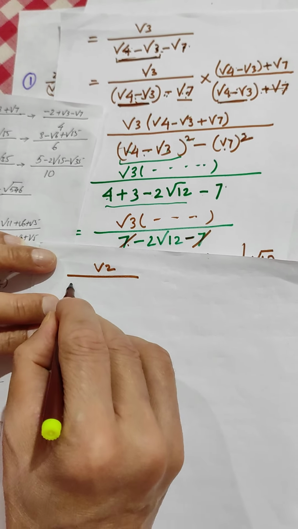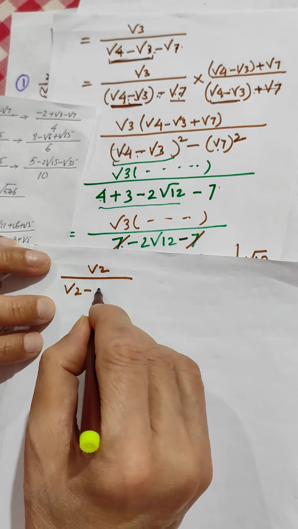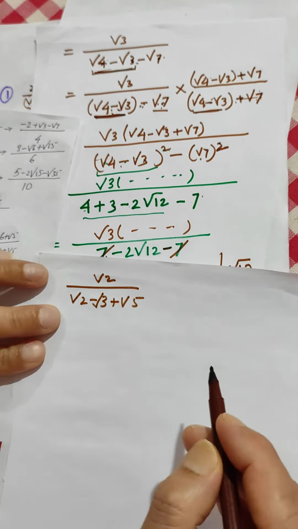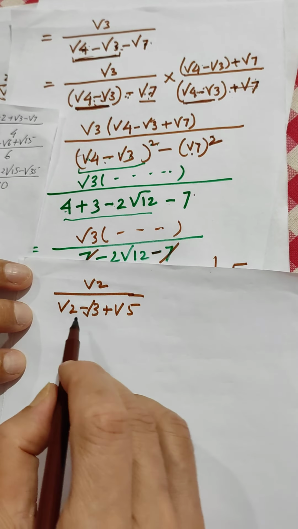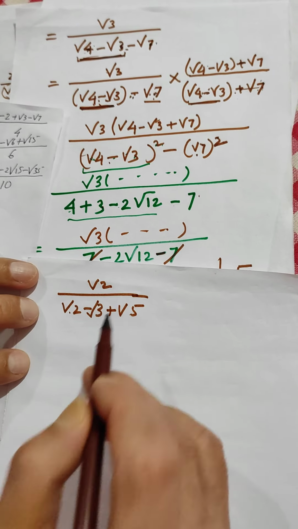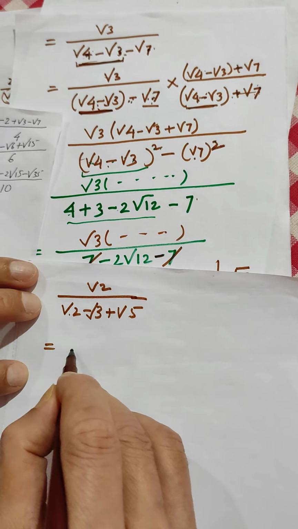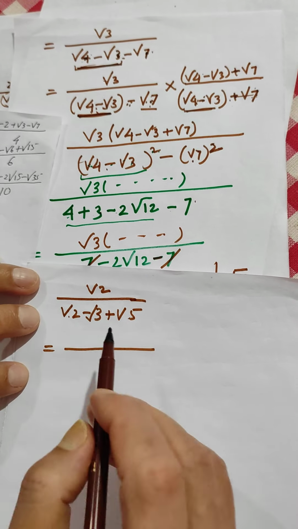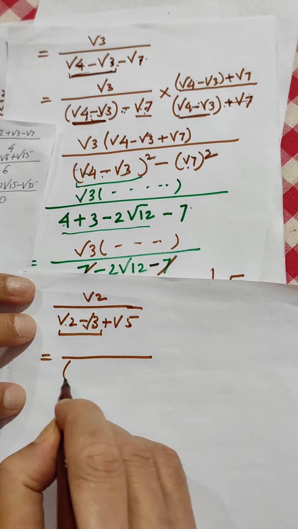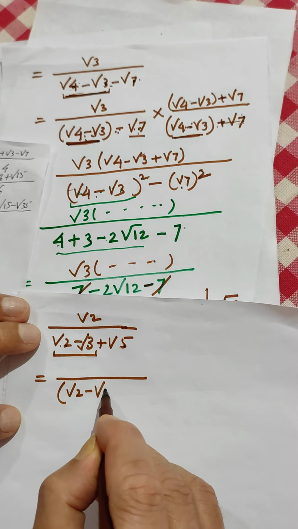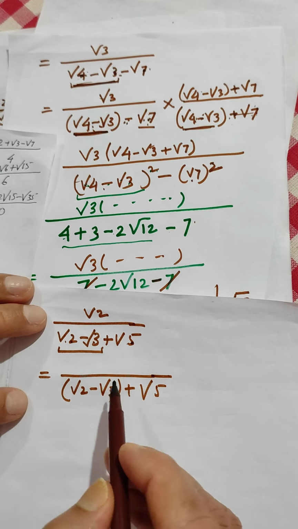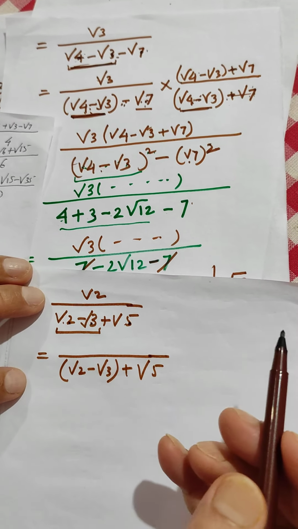Root 2 by root 2 minus root 3, root 2 minus root 3 plus root 5. Okay, consider this one. Again, the denominator is a trinomial: root 2 minus root 3, root 2 minus root 3 plus root 5. Now again you think what group to make. Now you see 2 plus 3 is 5. So these 2 together will be a group. So root 2 minus root 3 group, and then separate root 5. So 2 plus 3, 5, that way.